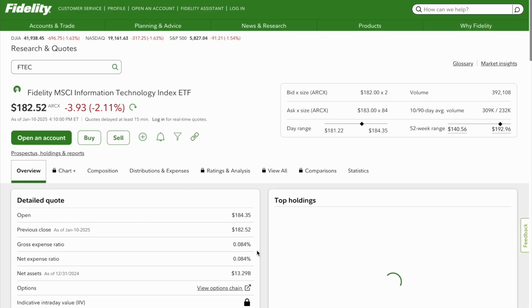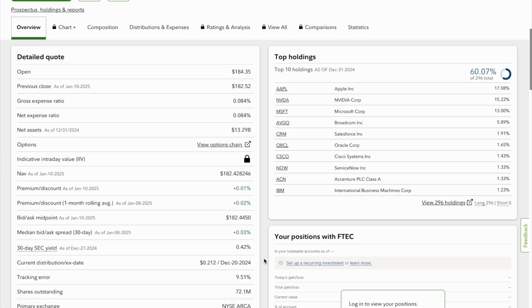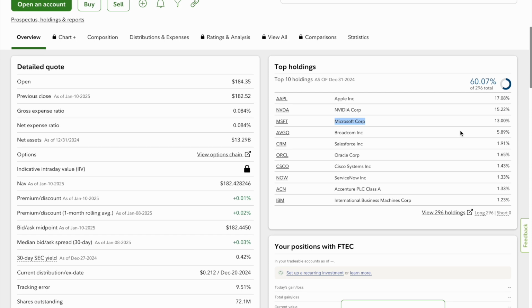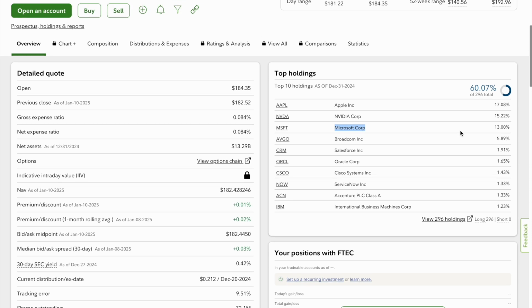But let's go back to the overview. What's really more important here? Look at this top 10 holdings here. We knew FSELX had a 25% allocation in NVIDIA. As you can see in FTEC, Apple makes up 17%, NVIDIA makes up 15%, Microsoft gives 13%. Now, this is why when you look at the performance, you are going to see larger gains in FSELX, because NVIDIA had the best year out of all the stocks in 2024.